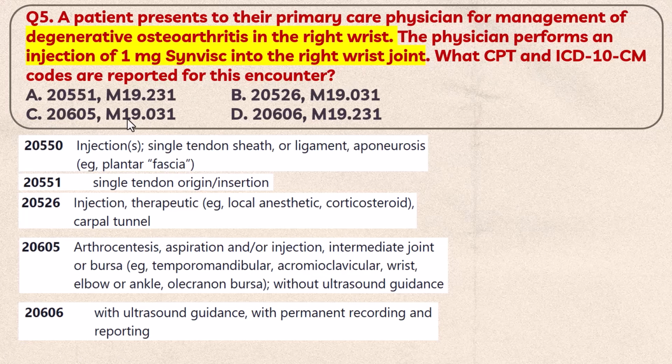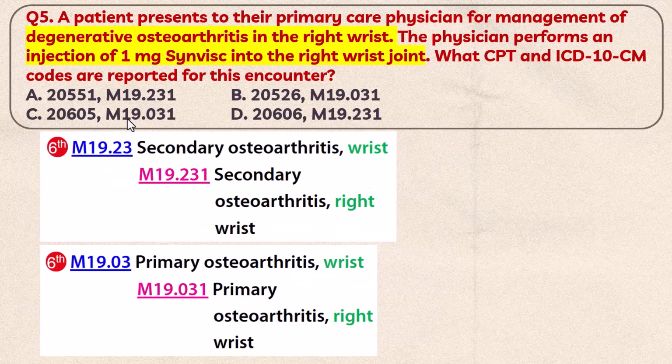So let's find the ICD-10-CM code. M19.23 is secondary osteoarthritis of the wrist. But in our case, the osteoarthritis is mentioned as degenerative, and degenerative is the primary. If you are confused, for using a secondary code, it should be mentioned as secondary. Otherwise, you can go for the primary.